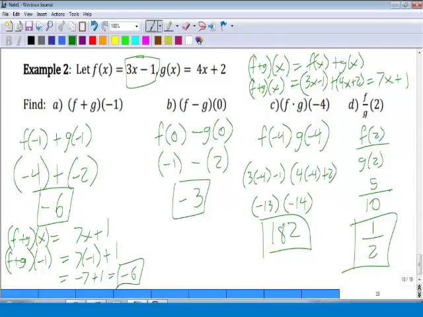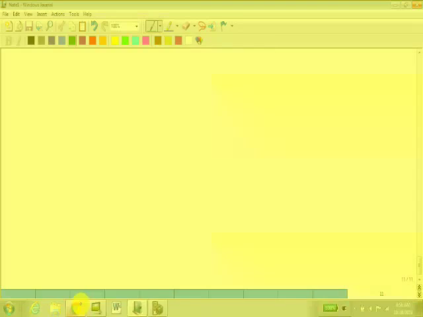Does it seem too simple? I think it's supposed to seem too simple at this point. It actually doesn't get a whole lot more complicated than this. It's just a matter of learning the definition and applying the definition of the sum, difference, product or quotient of two functions. This is how to evaluate them.